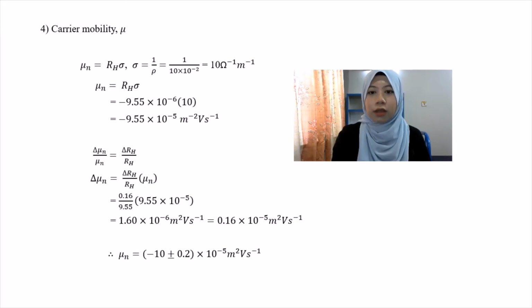For the uncertainty, we need to rearrange the uncertainty formula to find the uncertainty of mu n, and then substitute all the values, and the answer is 0.16 times 10 to the power of -5 for the uncertainty.